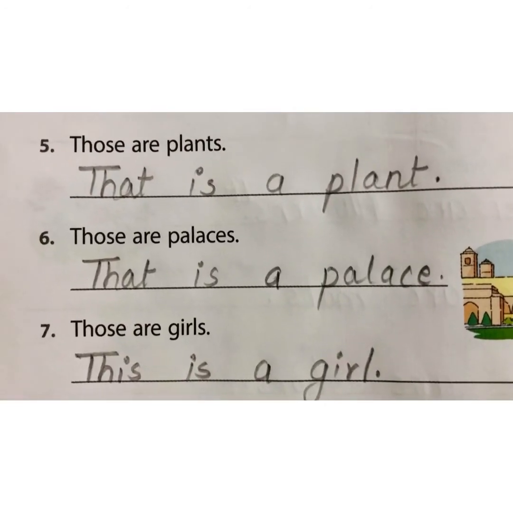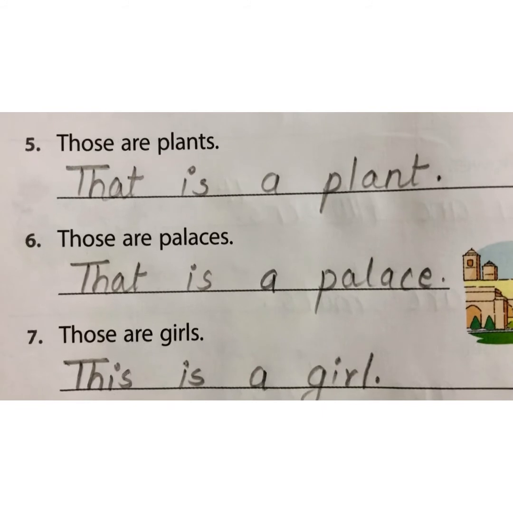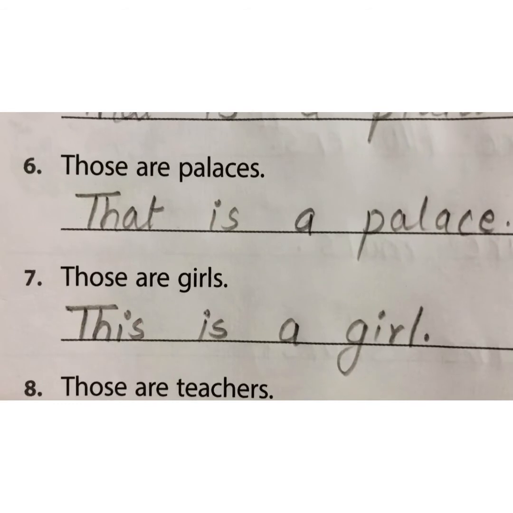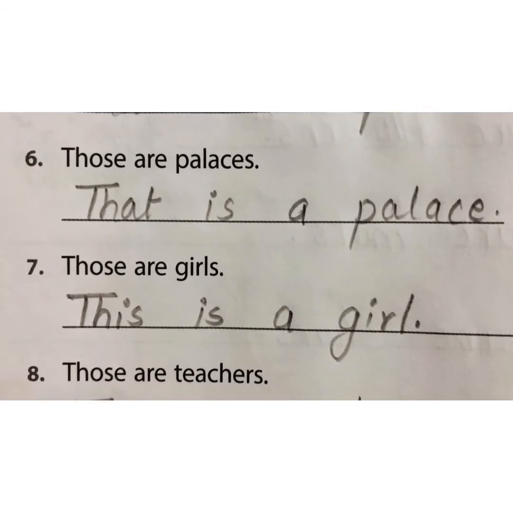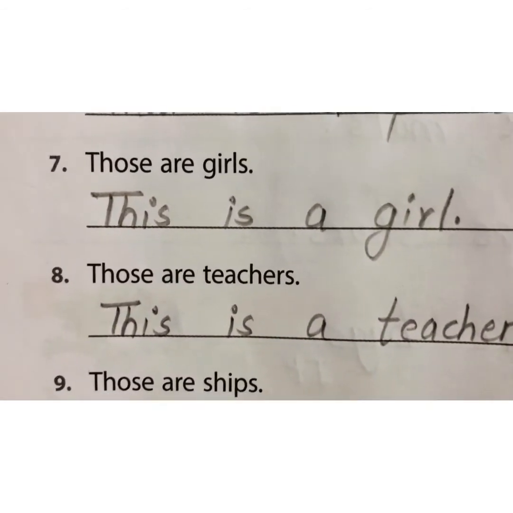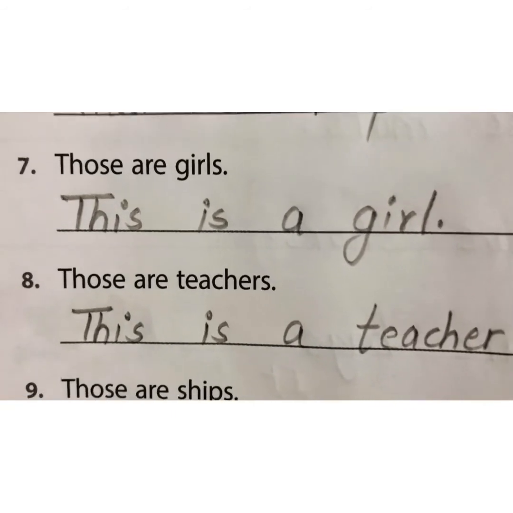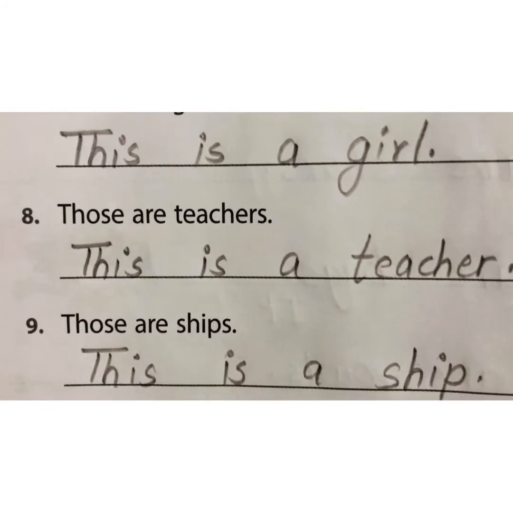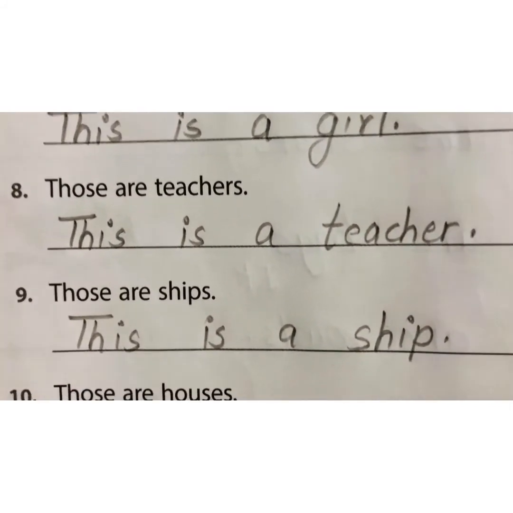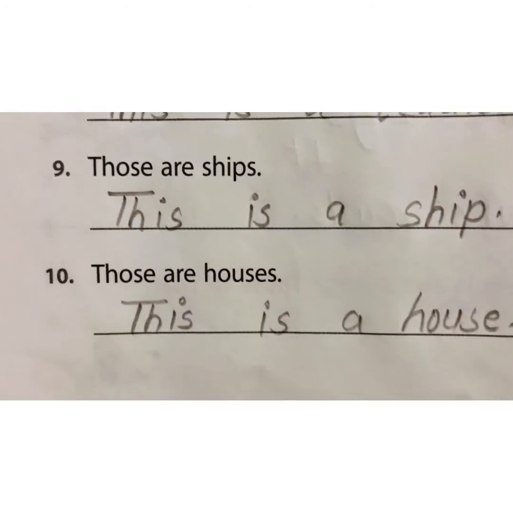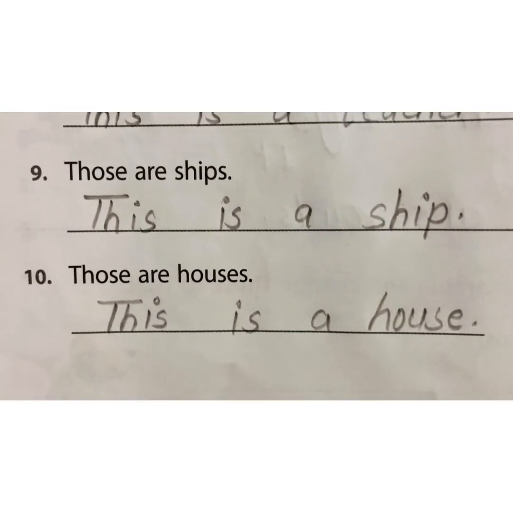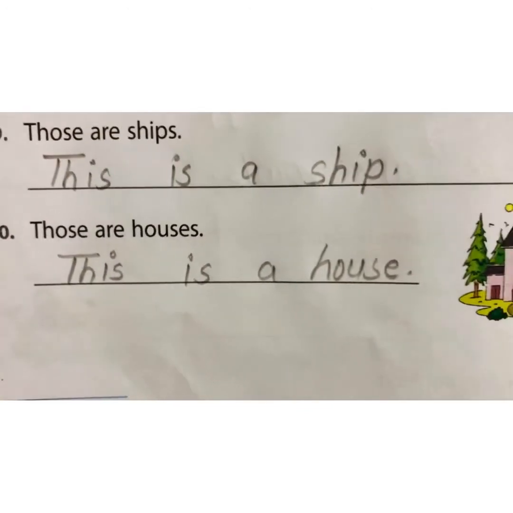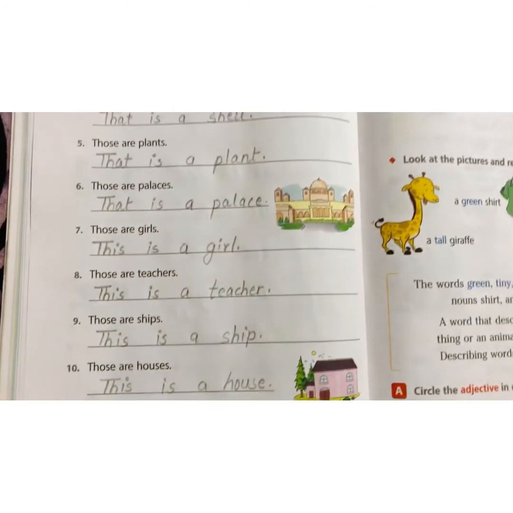Fifth, those are plants. That is a plant. Sixth, those are palaces. That is a palace. Seventh, those are girls. This is a girl. Eighth, those are teachers. This is a teacher. Ninth, those are ships. This is a ship. 10th, those are houses. This is a house.